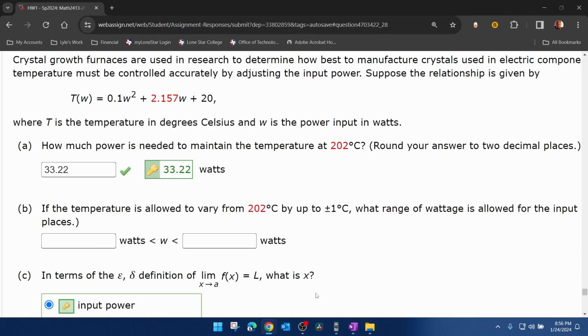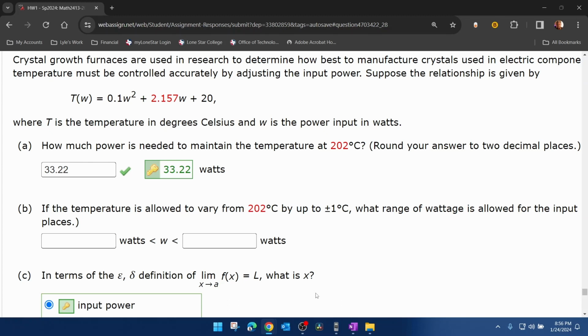Okay, so part A says how much power is needed to maintain the temperature at 202 degrees Celsius. They do want us to round our answer to 2 decimal places. Notice I've already done this to make sure I got it correct. Now I'm going to show how to get that.